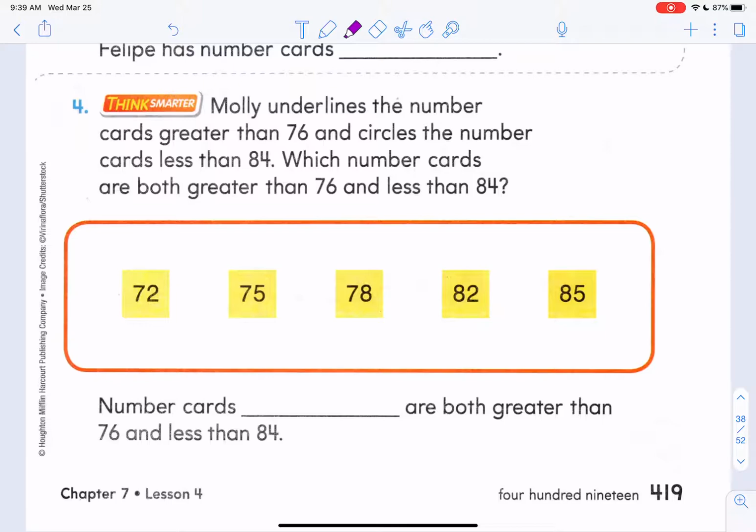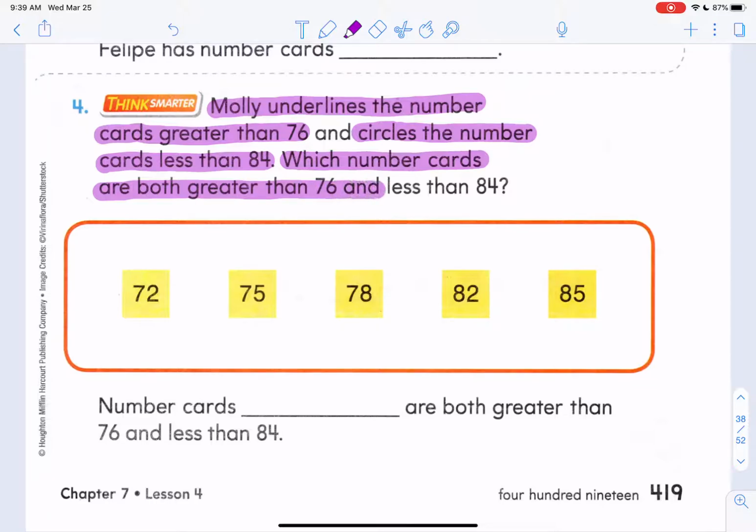Molly, in problem 4, Molly underlines the number cards greater than 76. Now we're underlining, that's different. And circles the number cards less than 84. Which number cards are both greater than 76 and less than 84? Now that's really a tricky problem.